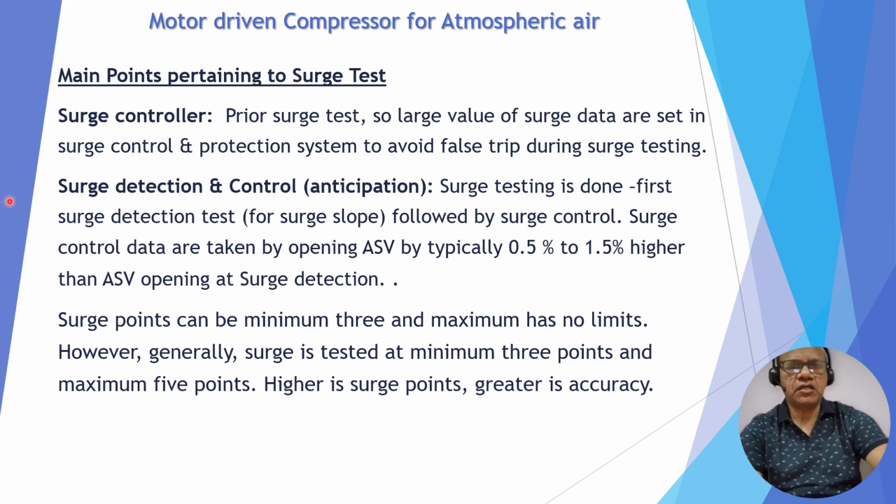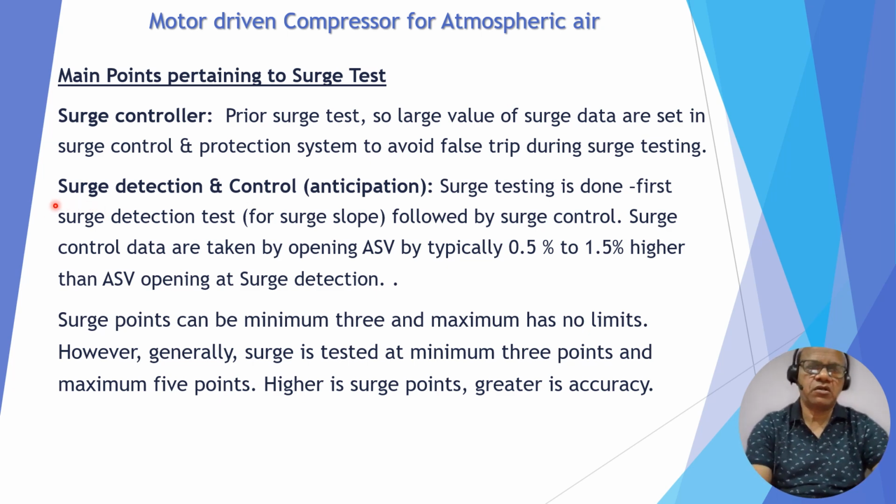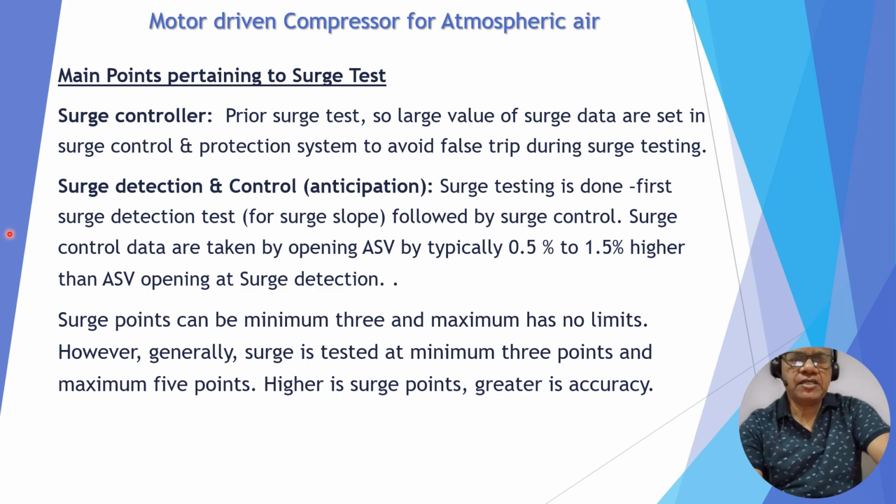Surge detection and control: detection is protection and control is anticipation. Surge testing is done in two ways: one is called surge detection, and the other is surge control. First the surge detection test, that is the surge slope, is done, followed by surge control. So first we do the actual surge test or surge detection, followed by the surge control. This is the way the machine is surge tested.